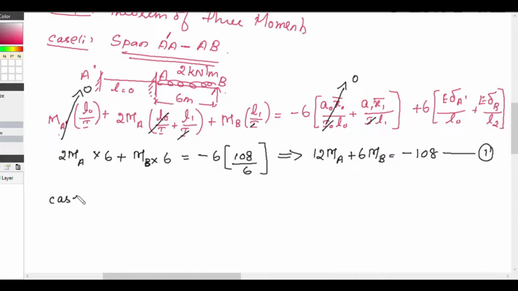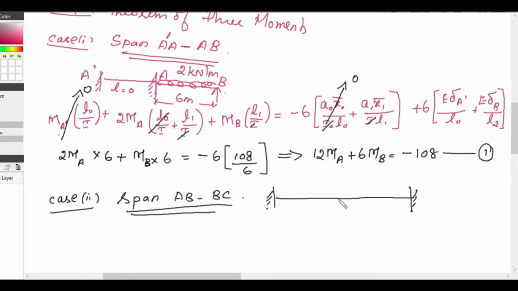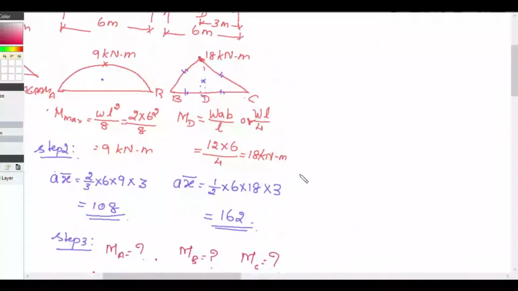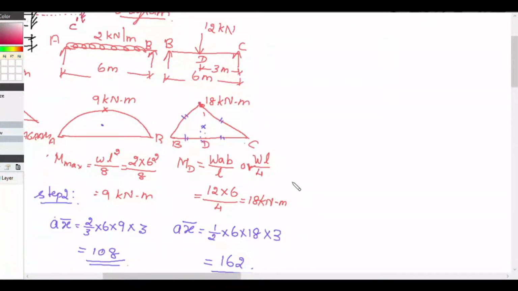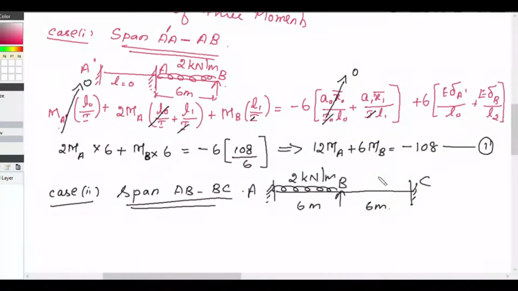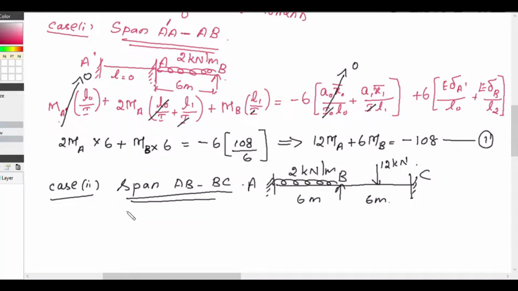Now we will consider case 2, that is considering the span AB, BC. Okay, so we know AB, BC. So A, B, C, 6 meter, 6 meter. AB has 2 kilonewton per meter, it consists of a uniformly distributed load. And in BC, we have a concentrated load of 12 kilonewton at the midspan. So here there is a 12 kilonewton load at the midspan. Now we will apply the theorem of three moments.